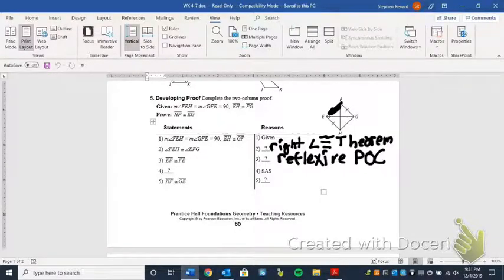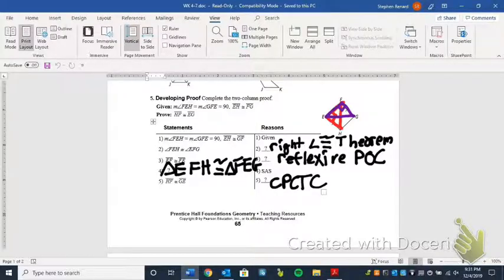So notice on the next step, step 4, that it says SAS. Okay, so it says side angle side. So SAS, we know, is what relates to triangles. So it means that we're going to have two triangles. If our justification is side angle side, it means that two triangles are congruent by side angle side. So between our givens and what we just proved, we have the triangles right there. Notice again they're overlapping, but we were able to use EF as a common side to prove that, and then we use CPCTC.